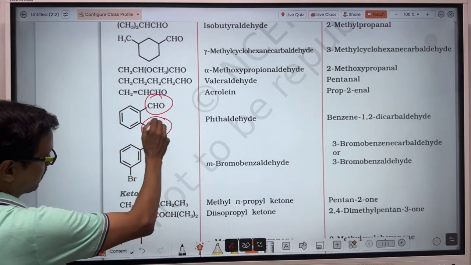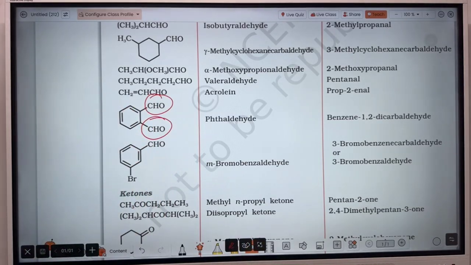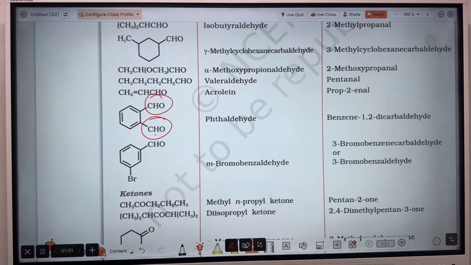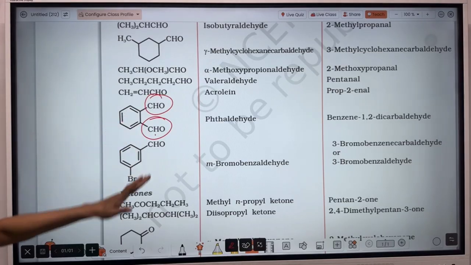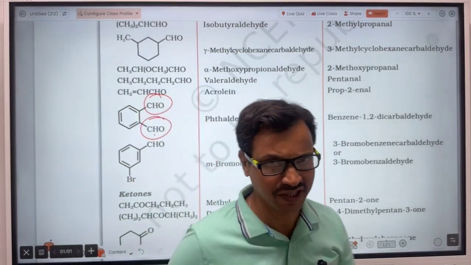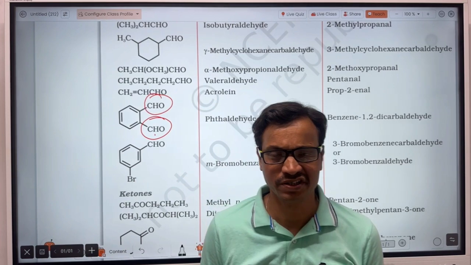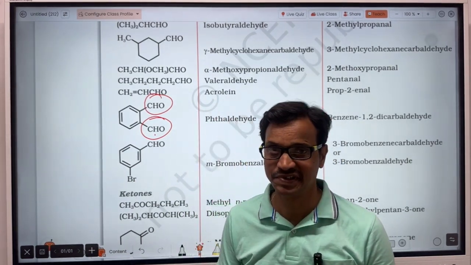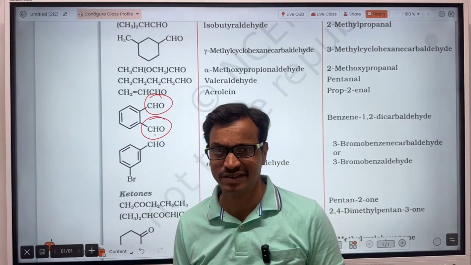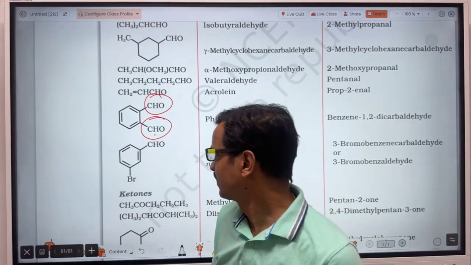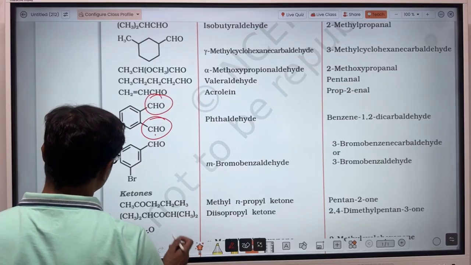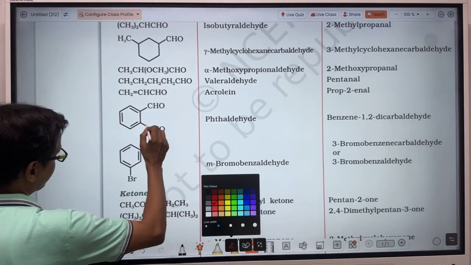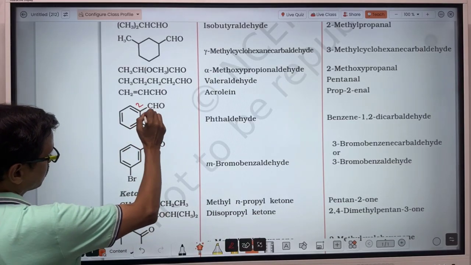Now let's see about this compound next. Two CHO groups are bonded to the benzene. So in this case we will use the word carbaldehyde. We cannot say benzaldehyde, because if only one CHO is bonded to the benzene, then we call it benzaldehyde. But here there are 2 CHO groups bonded to the benzene. So that's why we will have to write the word carbaldehyde. Firstly give the position to that carbon, either 1, 2 or 1, 2.